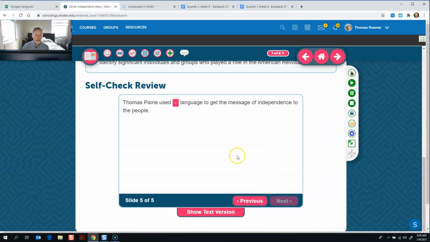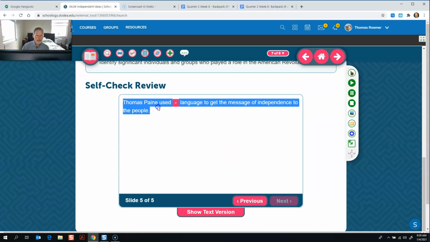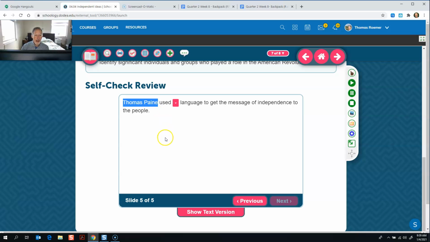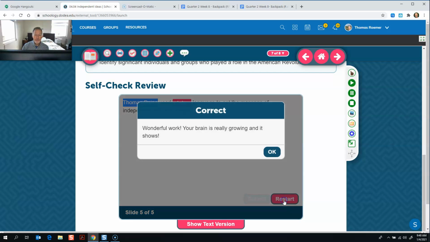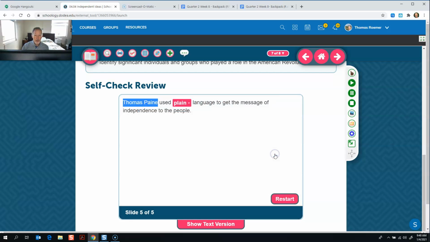And let's go to the next. Thomas Paine used blank language to get the message of independence to the people. So remember, Thomas Paine's document was Common Sense. He's talking to people like blacksmiths and people that work on horses, farriers, things like that. So did he use legal language, fancy or complicated? No, they're not going to understand all that fancy language. He just used the common, plain language. Keep it simple. That is correct.